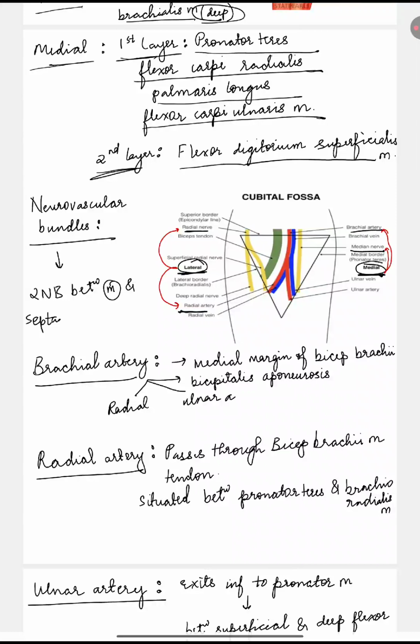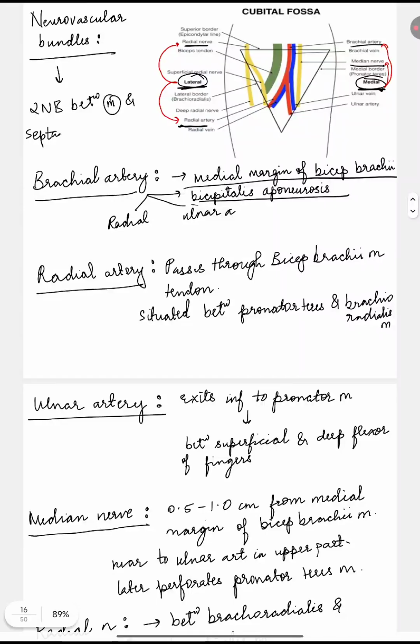Now we move on to the brachial artery. Brachial artery, medial margin of the bicep brachii muscle, and it divides into radial and ulnar artery under the bicipital aponeurosis. Radial artery, it passes through bicep brachii muscle tendon situated between the pronator teres and brachioradialis muscle.